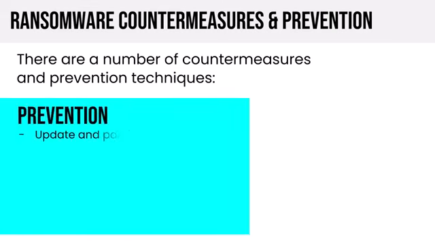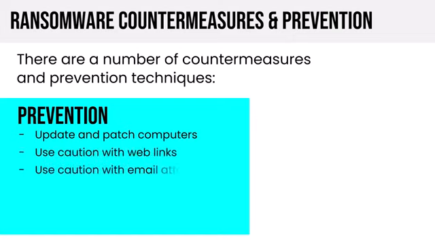So, preventative techniques. Updating and patching computers, just shutting the door on known vulnerabilities. Using caution with web links and email attachments. Verifying email senders, and email is the most common way in the door for ransomware attacks through web attachments and email attachments that are carrying that malicious payload. We really just need to be careful what we open.